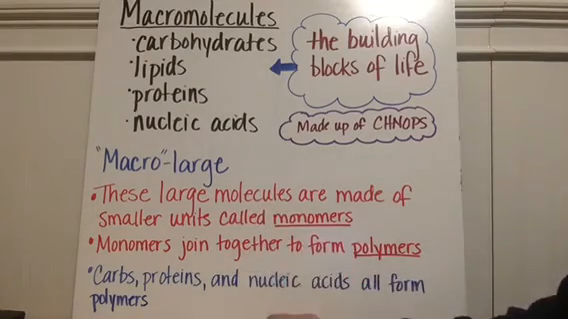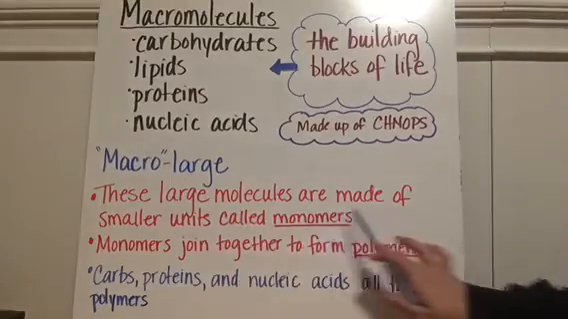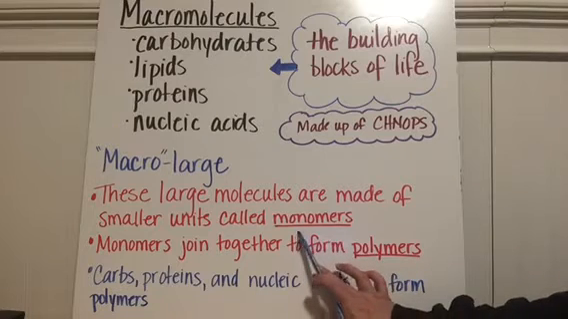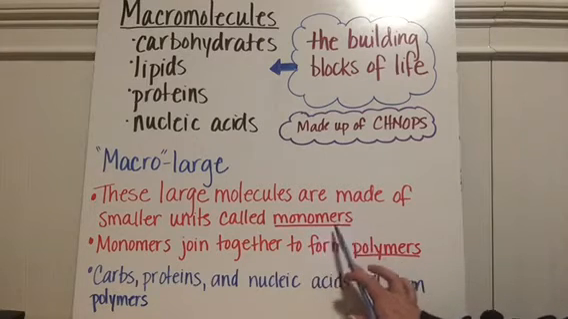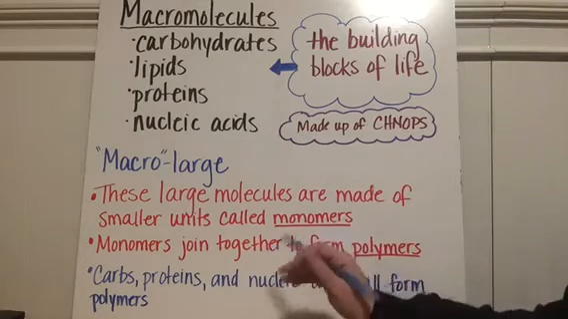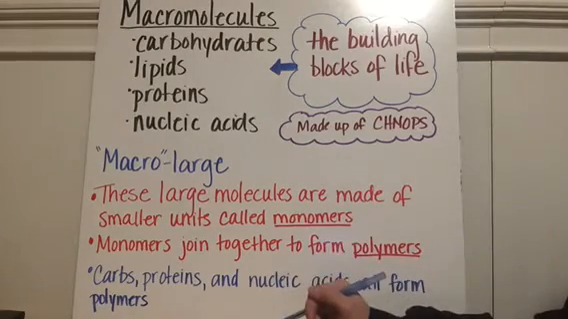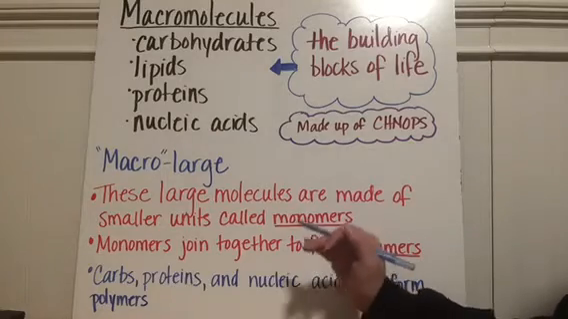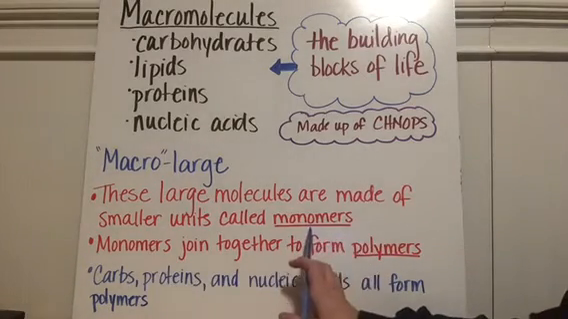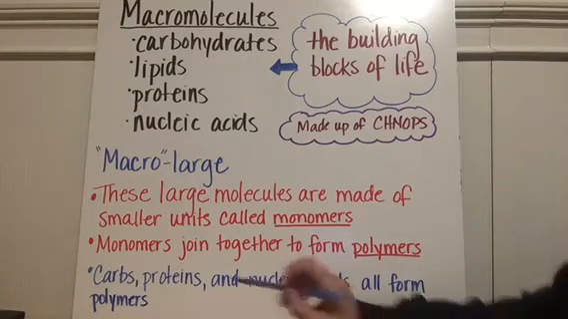But these large molecules are made of smaller units called monomers. So each of these macromolecules are going to have building blocks that are called monomers. So if you think of Legos and you build a house full of Legos, each piece is one individual Lego, and that would be considered a monomer.